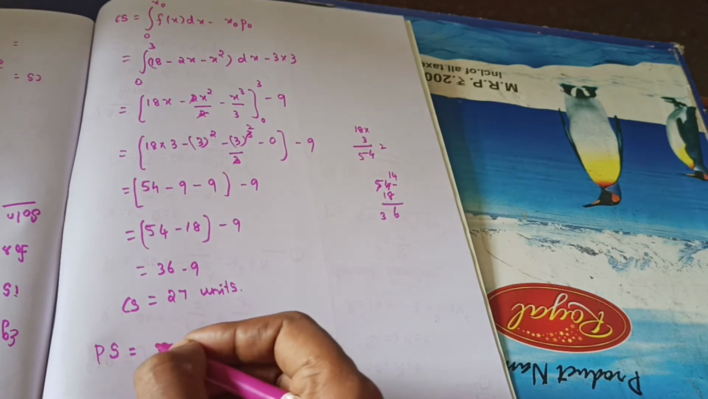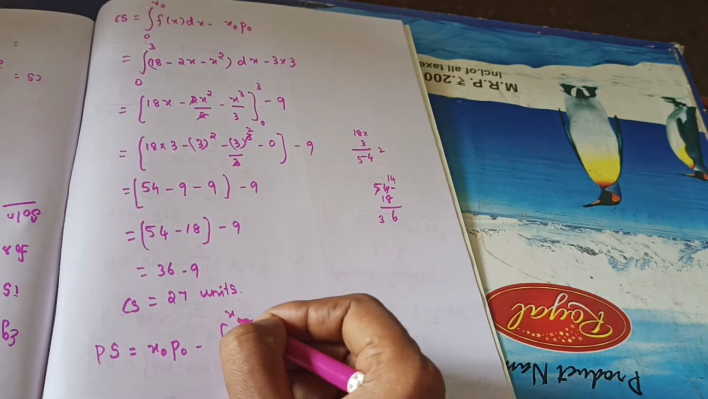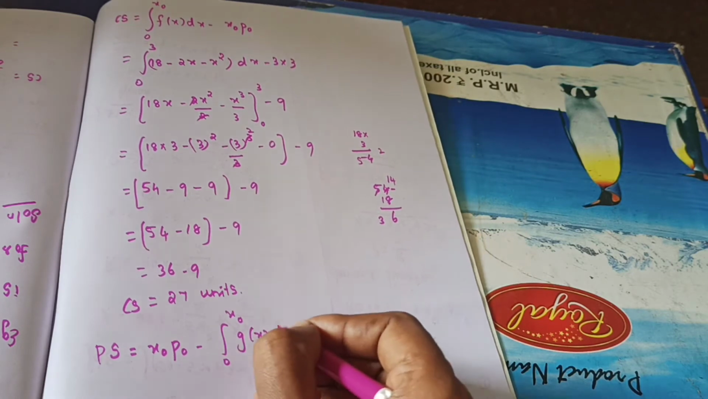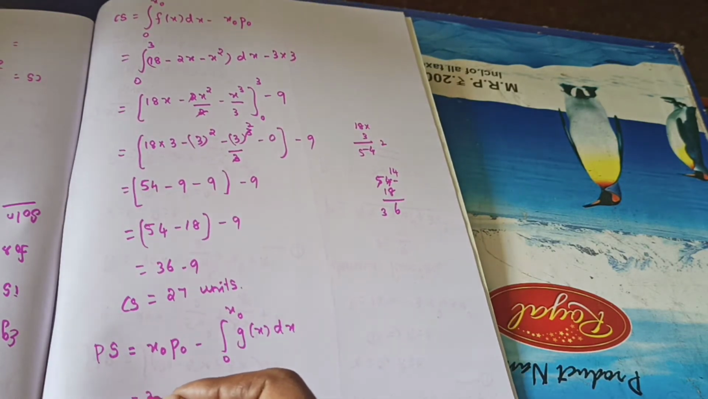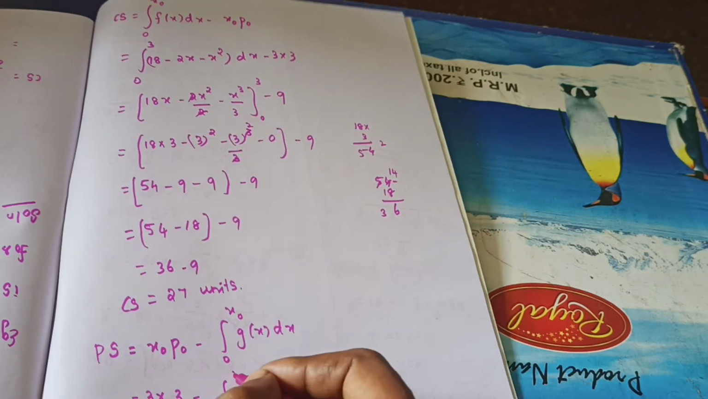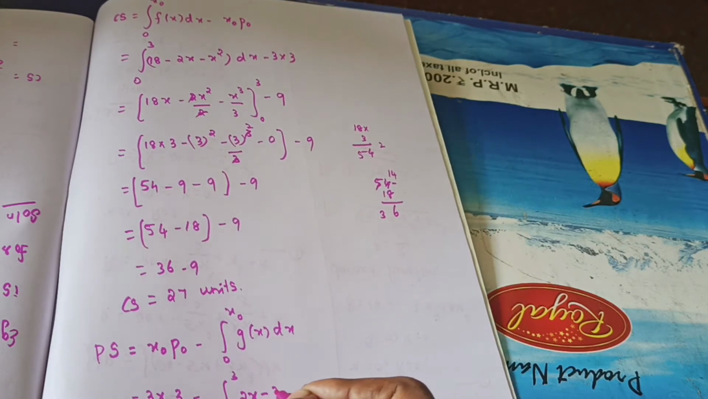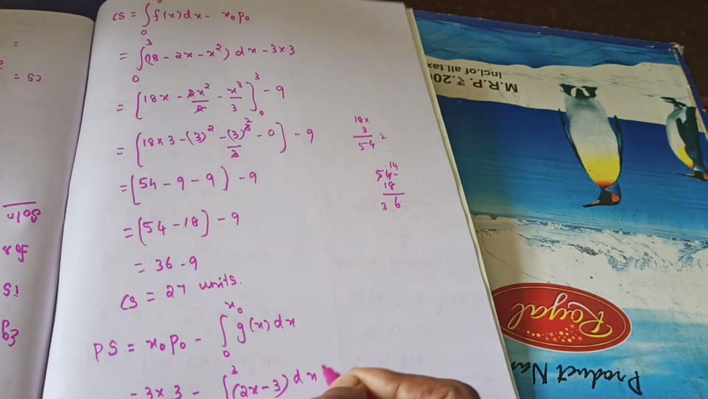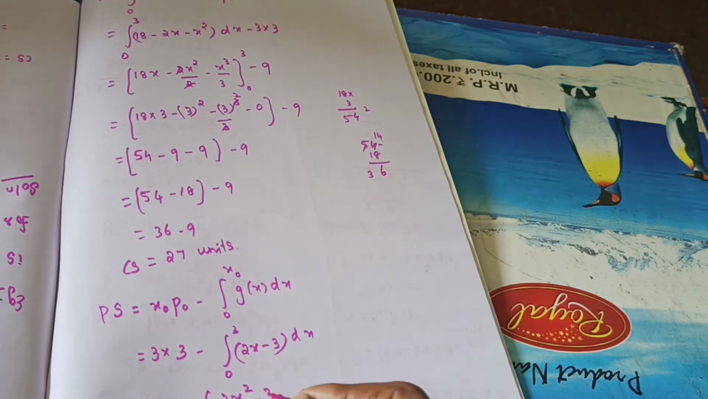What's the formula for PS? x naught P naught minus integral of 0 to x naught g of x dx. So apply all the values. So x naught is 3, is it right? So 3 into P naught is 3 into 3 minus integral 0 to 3. G of x is another function, is it right? So 2x minus 3, it's another function, it's given. 2x minus 3 dx. Now that is 9 minus 2x square by 2 minus 3x.